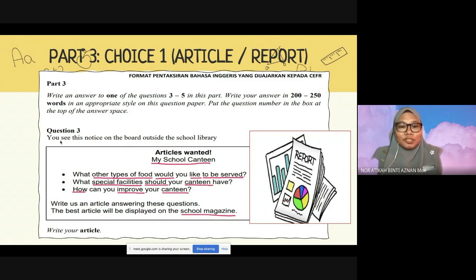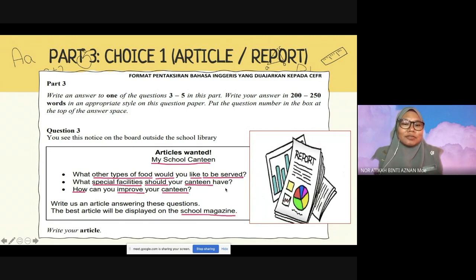So the question is, you see this notice on the board outside the school library. Articles wanted. My school canteen. What other types of food would you like to be served? What special facilities should your canteen have? How can you improve your canteen? Write us an article answering these questions. The best article will be displayed on the school magazine.